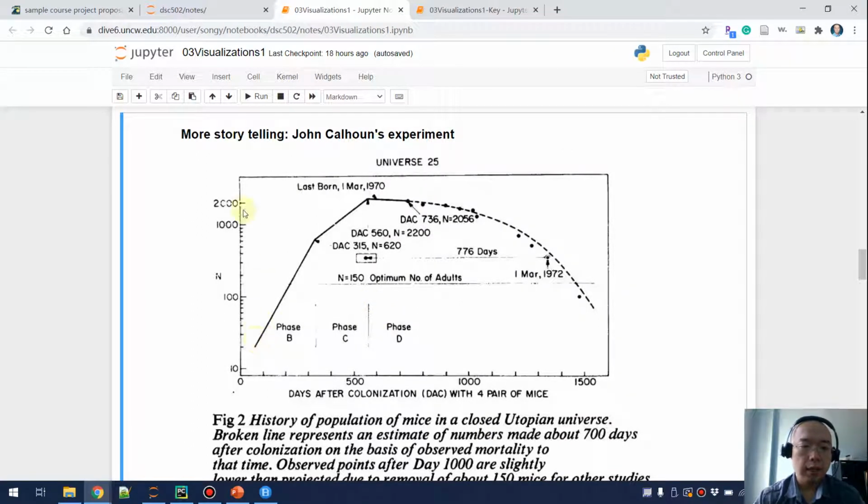That's on the y-axis, from 10 to 100, and then from 100 to 1000, and the gaps are the same. The reason is the population of the mice increased really fast at the very beginning. So that's the reason the author decided to apply the log scale on the y-axis.